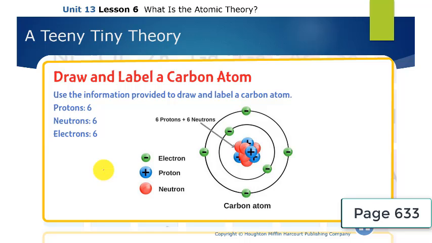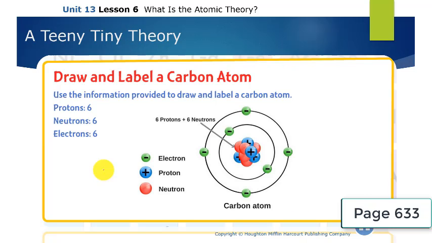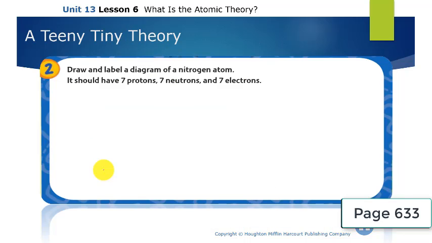The carbon has 6 protons. In this case, nitrogen has 7. Here was the carbon with 6. And the next element in the periodic table is nitrogen, and nitrogen has 7 protons. You have to draw it by yourself.